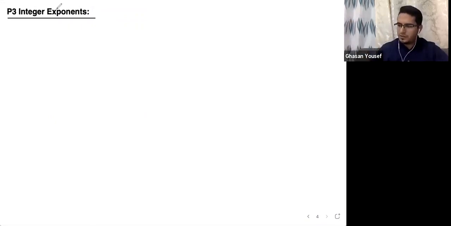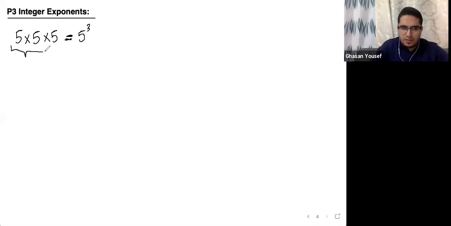Suppose I have a product of identical numbers. For example, if I have 5 times 5 times 5, this equals 5 to the power of 3, because the power is the number of times I multiply each of them. I get 1, 2, 3, so it is 5 to the power 3. You have to know all these numbers are identical.